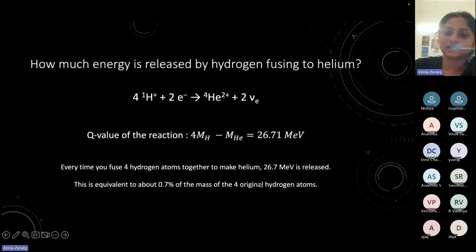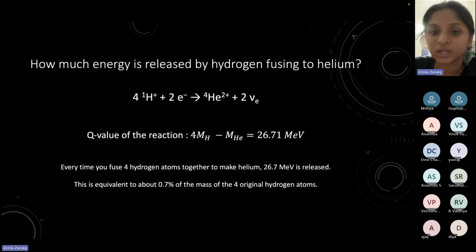So you can see that if you do the calculation again, I think you are all very much experts in doing this kind of calculation by now. You know the mass of the hydrogen is essentially the mass of the proton, so that will be, whatever, 1 amu. And then this will be 4, and then if you put the correct values and then you multiply by the c squared factor, you will see that around 26 MeV is released every time you fuse 4 hydrogen atoms.